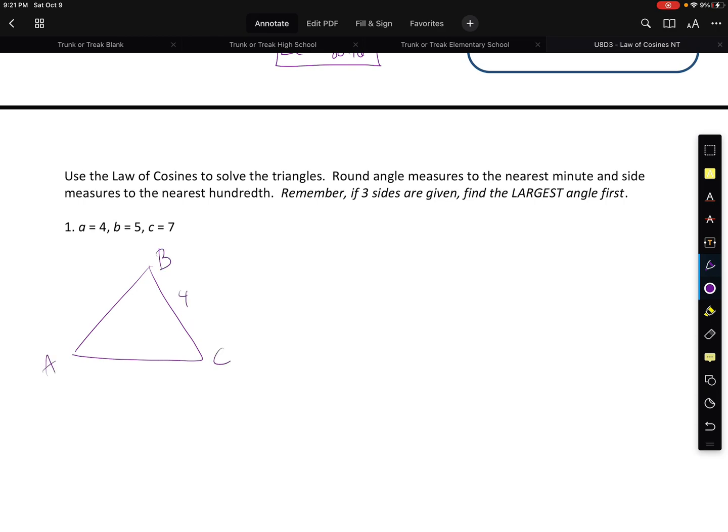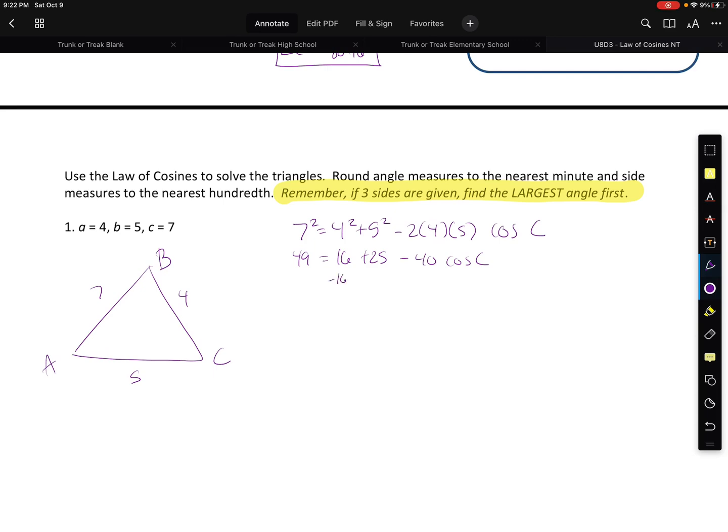A, B, C. A is 4, B is 5, C is 7. So I have a general rule to make us as consistent as possible: if you've got three sides, please start with the largest side first. So that means I've got 7 squared equals 4 squared plus 5 squared minus 2 times 4 times 5 cos, in this case, of C. So I've got 49 equals 16 plus 25 minus 40 cos C.